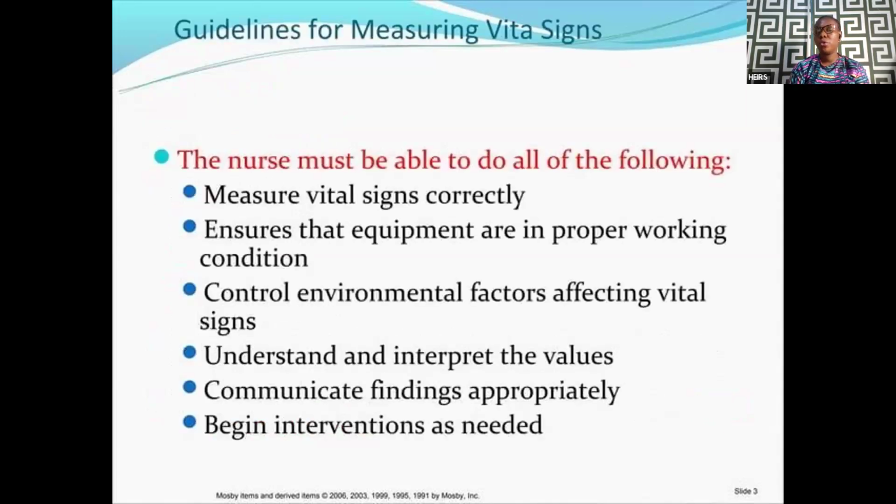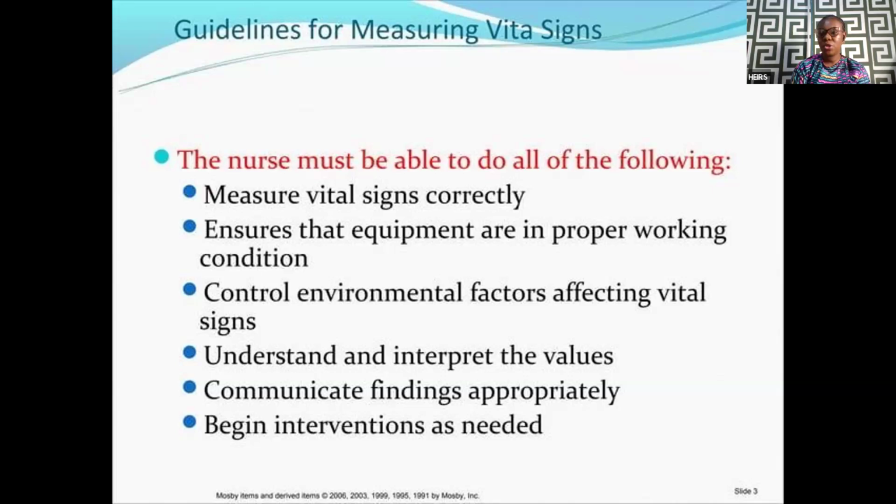So you or the nurse or anybody who is required to measure or monitor a patient's vitals has to measure such vital signs correctly. Then you have to ensure that the equipment that you use is in proper working condition. Then you have to control environmental factors that may affect vital signs.